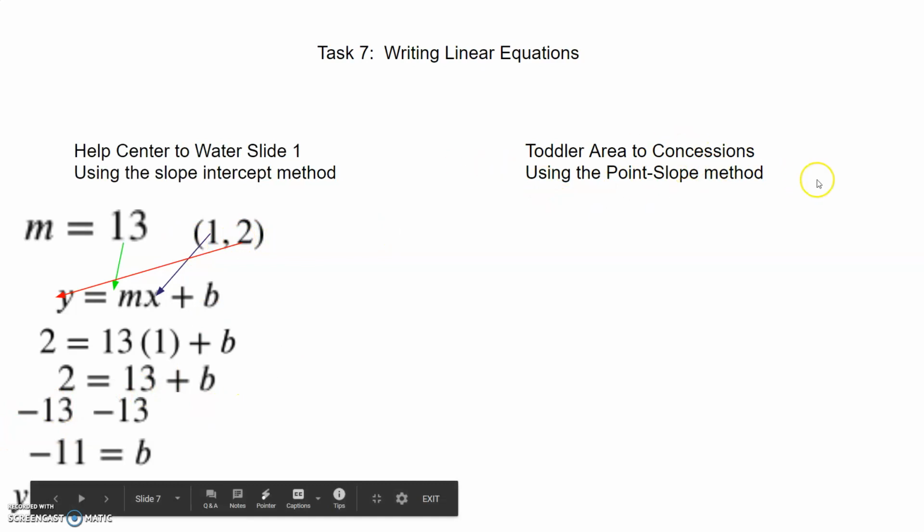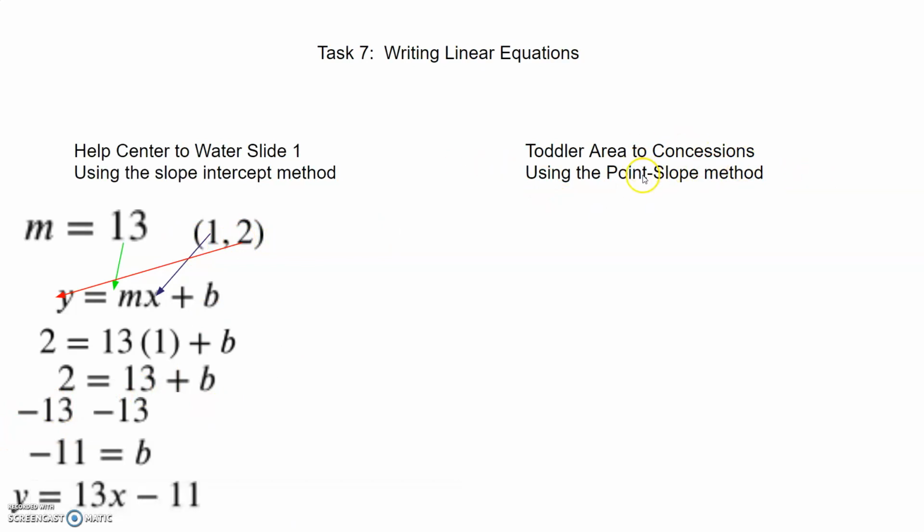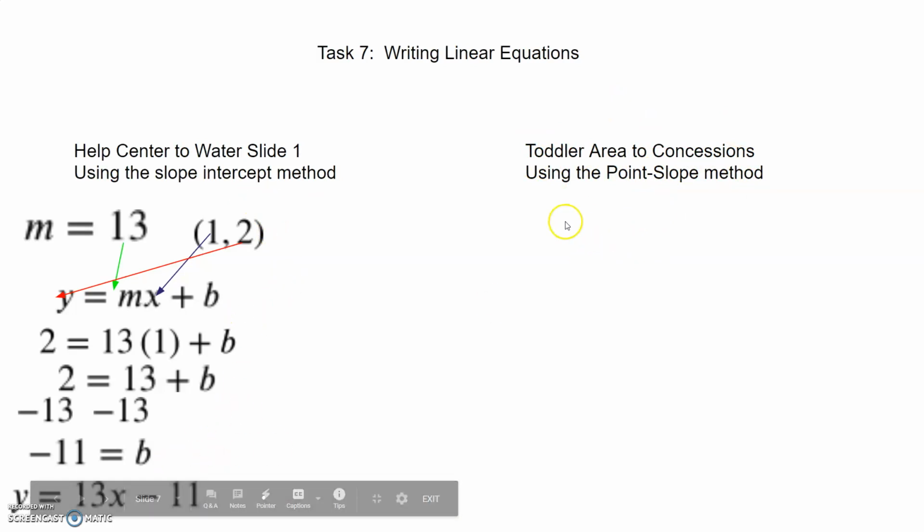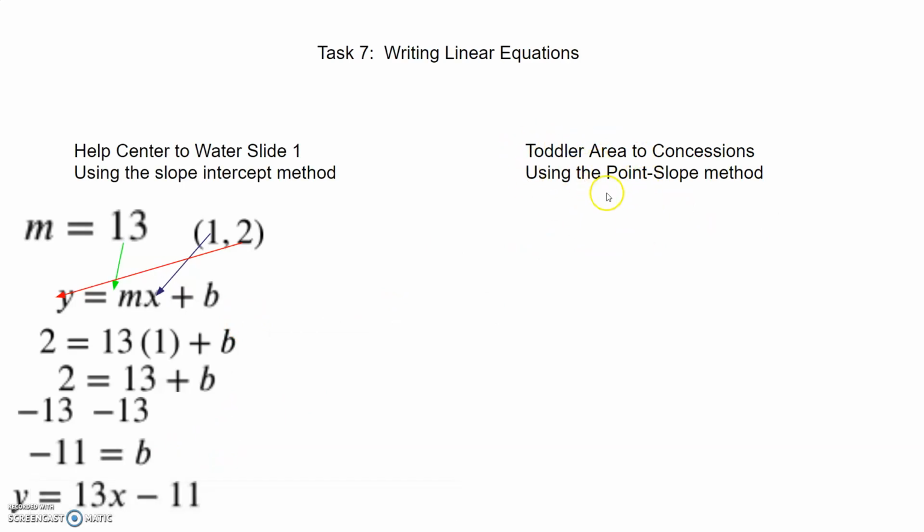Which brings me to the second method when writing equations. I prefer this one because we don't get this problem. Once you plug the numbers in and you do all the math, you end up with the answer. There's no rewriting it. So I prefer the point slope method. So let's take a look at it. From the toddler area, the concession stand, the slope was -1. Again, I have that already. And the 2 points were (-4, 6) and (-13, 15).